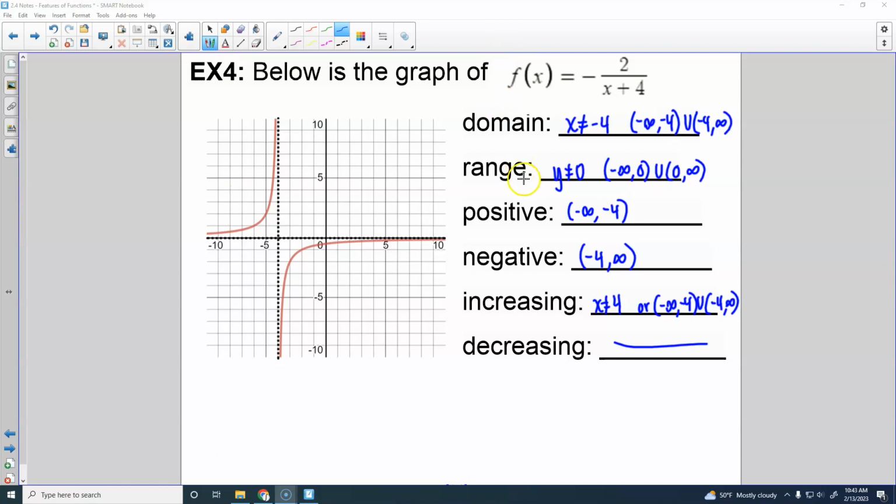Make sure on the range, you put a y cannot equal. A lot of times I put an x right there, which is wrong. So if you wrote it that way, make sure you put a y. All right, what questions do you guys have?